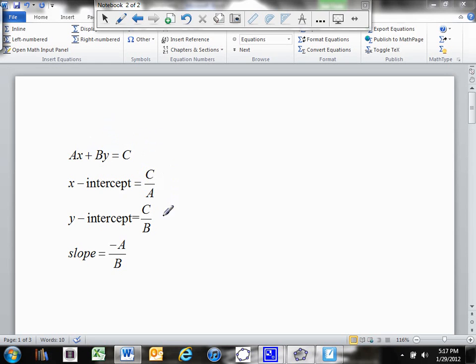And when you graph, you're going to want to use two of these three things, and which two you choose will depend on what the equation looks like. To get the x-intercept, the spot where you cross the x-axis, you take the constant and divide by the multiplier on x. Easy to do. Y-intercept, constant divided by the multiplier on y. Again, not a very difficult thing to do. And the slope is always the opposite of the multiplier on x divided by the multiplier on y. And like I said, if that's not something you're comfortable with, maybe you should come in and visit with me about it.